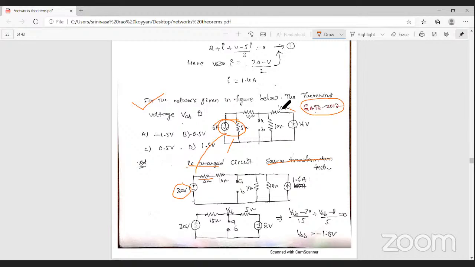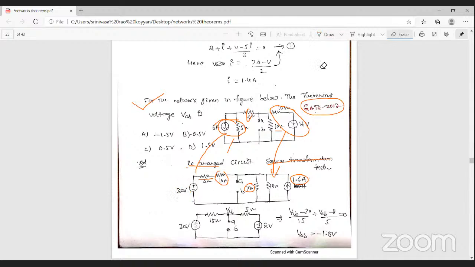Here also, voltage source in series with the resistance 10 ohm. Then it is converted into a current source. What is the current? That is voltage by resistance, 16 by 10, that is 1.6 ampere. And the resistance is always connected in parallel with the current source, that is 10 ohm resistance. This 10 ohm resistance is the same as that 10 ohm resistance. Here a small mistake is there.